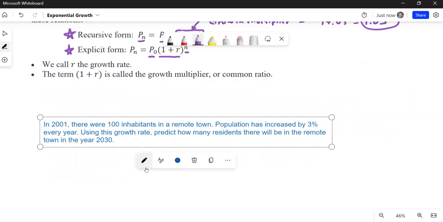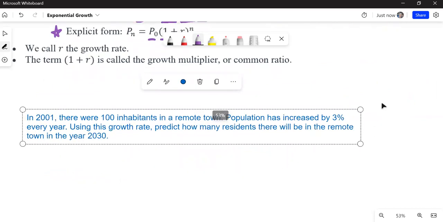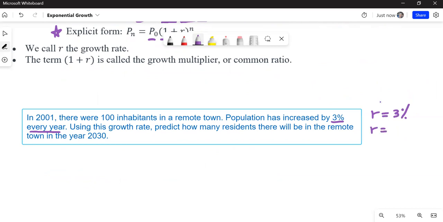In 2001, there were 100 inhabitants in a remote town. Population has increased by 3%. There's our growth rate every year. So I'm going to make a little note of that. Our growth rate is 3%. If we convert that to a decimal, which we always want to do, we divide by 100 and we get 0.03. Using this growth rate, predict how many residents there will be in the remote town in the year 2030.